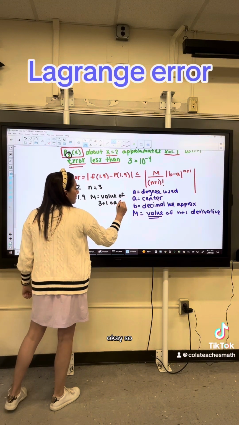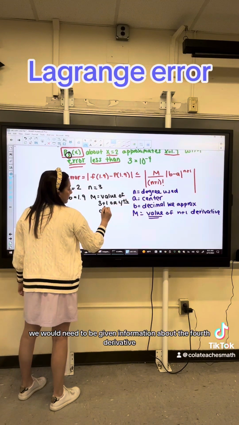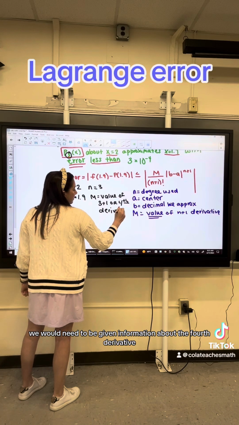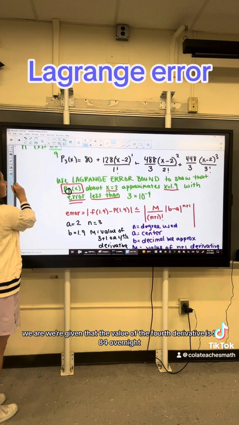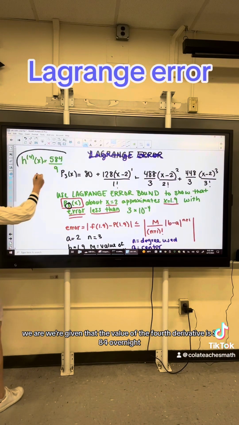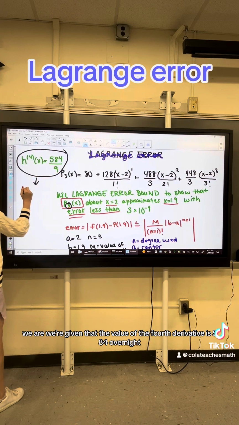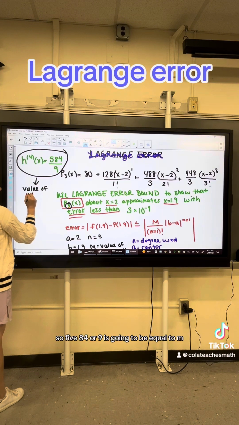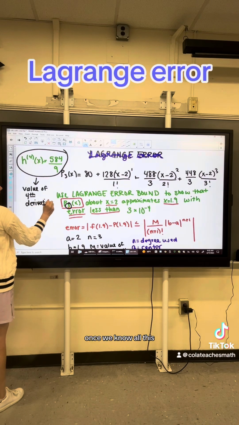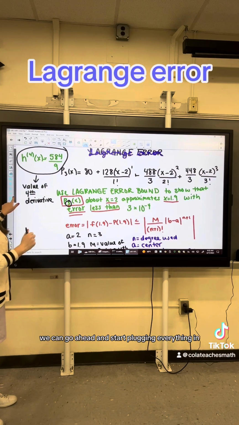Okay, so we would need to be given information about the fourth derivative in order to answer this, which for this particular question we are. We're given that the value of the fourth derivative is 584 over 9. So 584 over 9 is going to be equal to M. Once we know all this, we can go ahead and start plugging everything in.